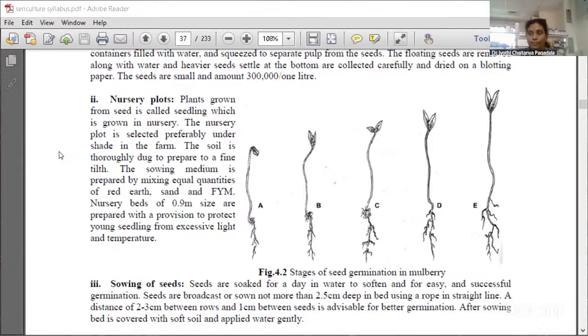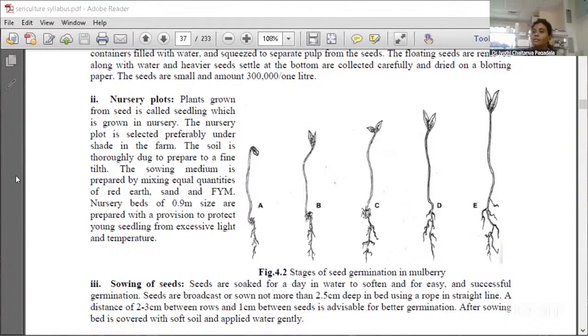And coming to the nursery plots, the plant grown from seed is called a seedling, which is grown in the nursery. The nursery plot is selected preferably under shade in the farm. The soil is thoroughly dug to prepare a fine tilth. The sowing medium is prepared by mixing equal volumes of red earth, sand, and FYM, as we just discussed, and nursery beds of 9 meter size are prepared with provision to protect young seedlings from excessive light and temperature.